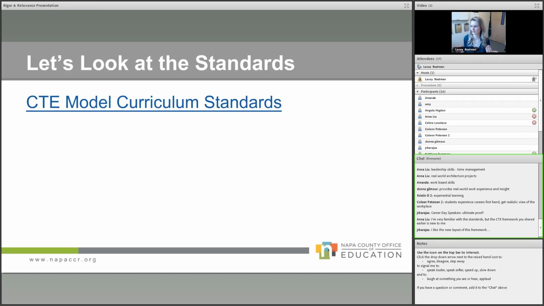If they're not sure, if you have a math or science teacher who's saying there's no connection, you can use this to look at those standards and see where the connection might be.